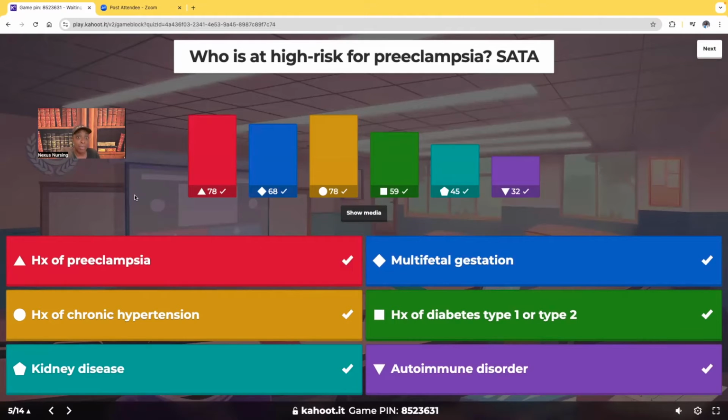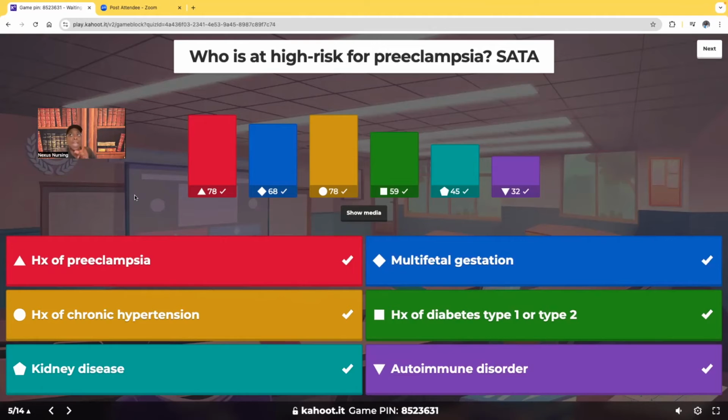History of chronic hypertension. So being hypertensive before you even were pregnant, right? So we're not talking about gestational hypertension, but having hypertension even before. Being diabetic, type 1 or type 2. Having kidney disease or an autoimmune disorder, such as lupus. All of those place you at high risk for preeclampsia.